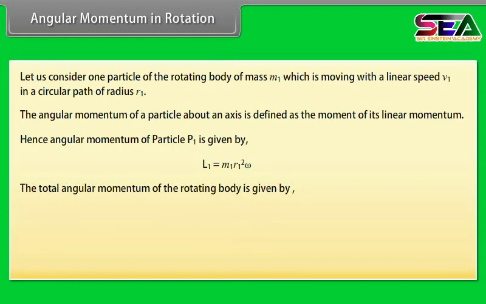The total angular momentum of the rotating body is given by L is equal to L1 plus L2 plus so on till Ln. By putting the value of L into the above equation, we get L is equal to m1 r1 square omega plus m2 r2 square omega plus so on till mn rn square omega. Thus, we get the result L is equal to I omega.